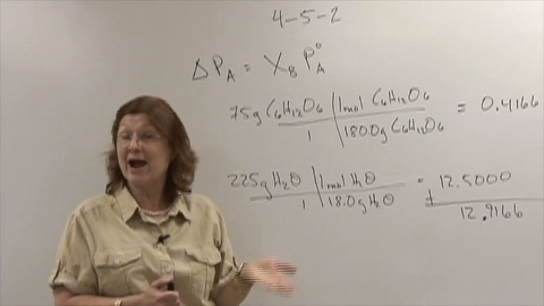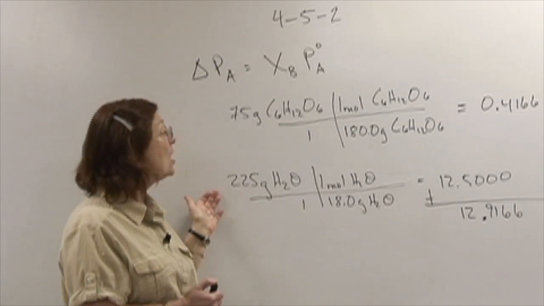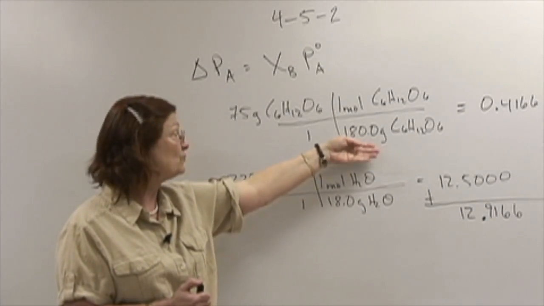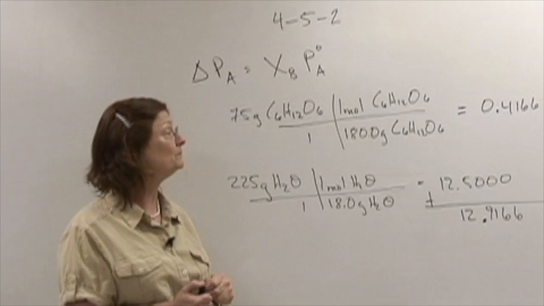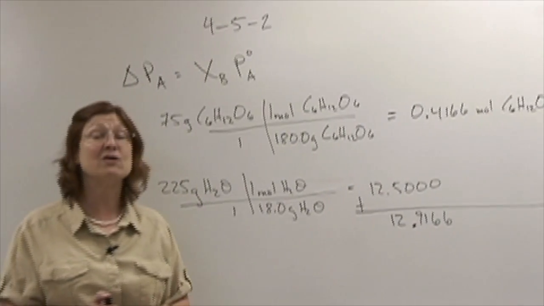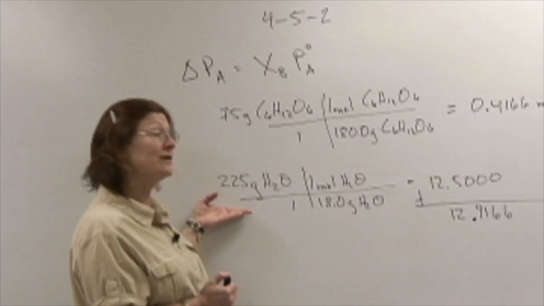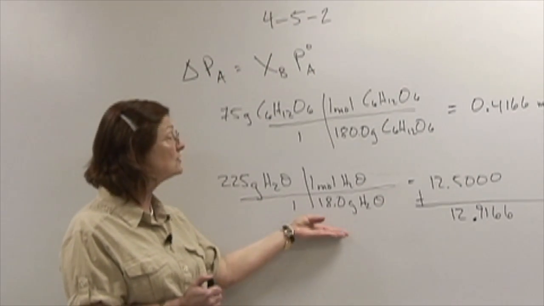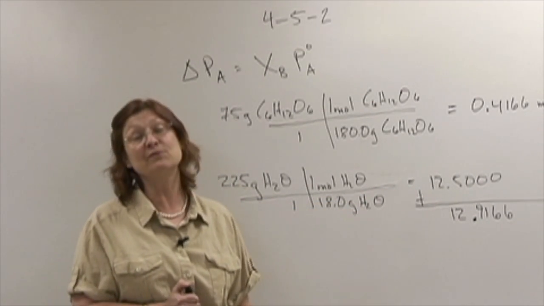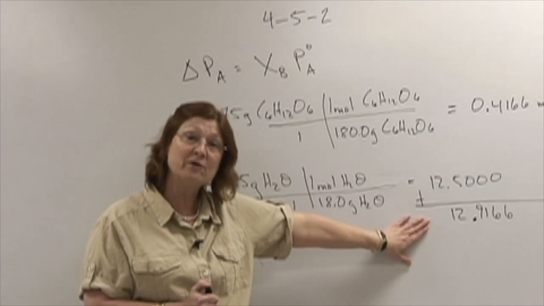Because we need mole fraction, we have to get both of our quantities into moles and then add them together. I change my grams of glucose to moles, and the AMU for glucose is 180 grams per 1 mole, and I get 0.4166 moles. This is the example problem that you're given on the very first worksheet about vapor pressure lowering. Then I have 225 grams of water, which I change to moles, and I get 12.5 exactly, so I added those zeros so that I know that those 4 digits are taken care of. Then I add them together to get the total number of moles.